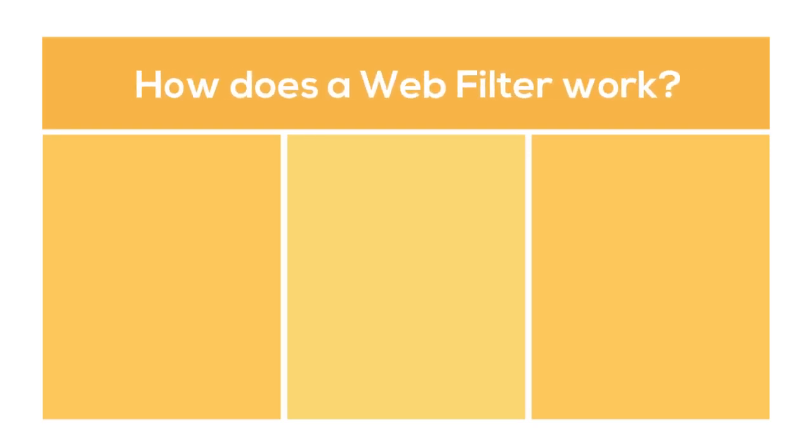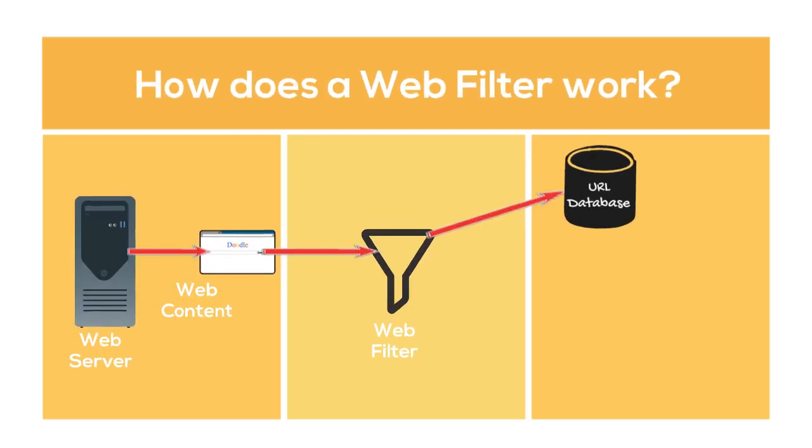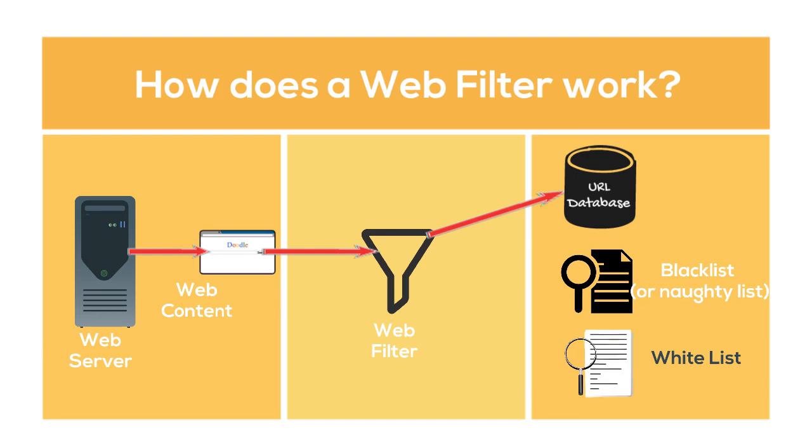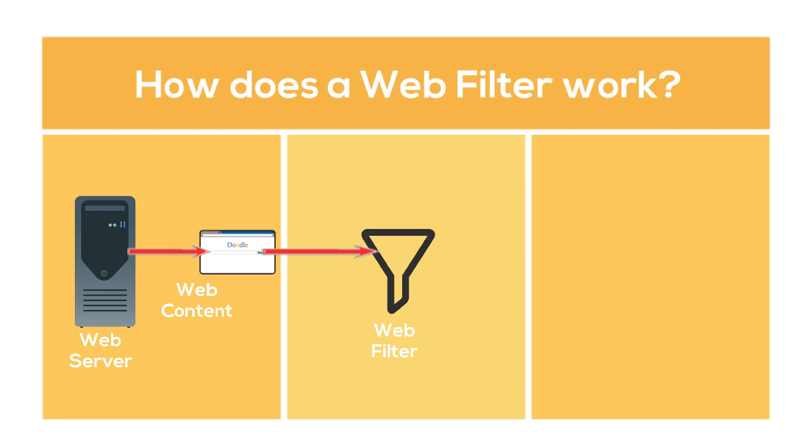How does a web filter work? A web filter can consult a URL database that lists websites and domains that are known to host malware, phishing, and other harmful tools. With over 1 billion active websites on the Internet, this can be an onerous task. The URLs found on this naughty list are also known as a blacklist. There can also be a whitelist, which is a sanctioned list of URLs.